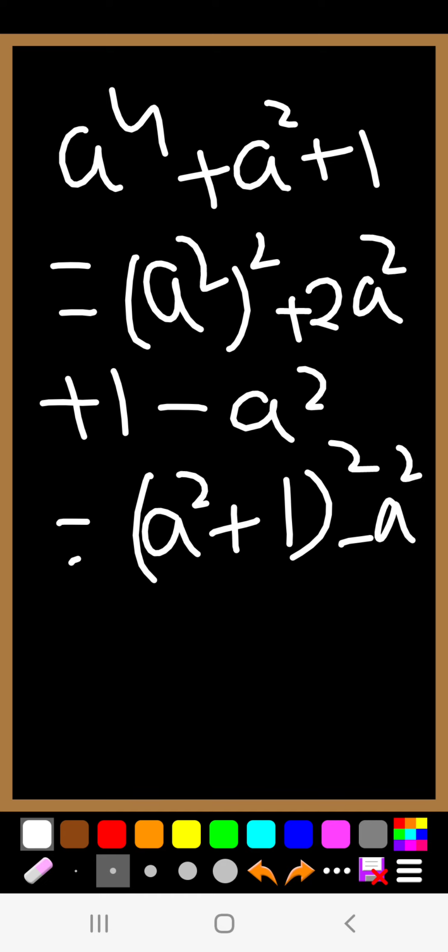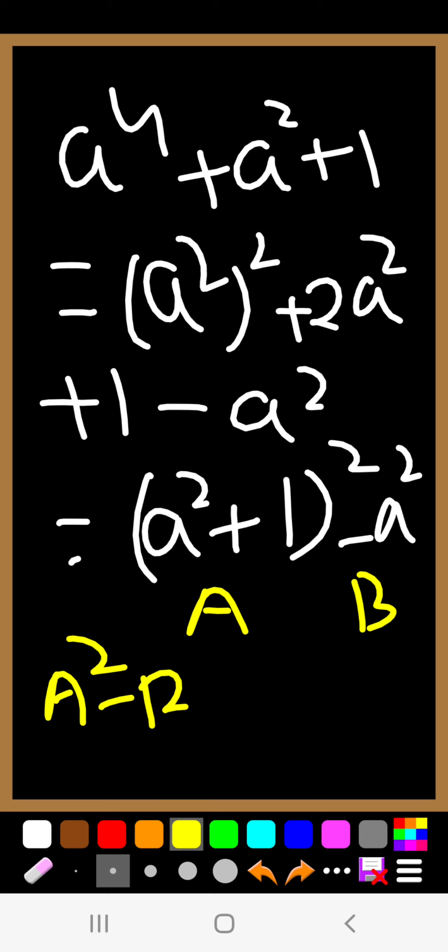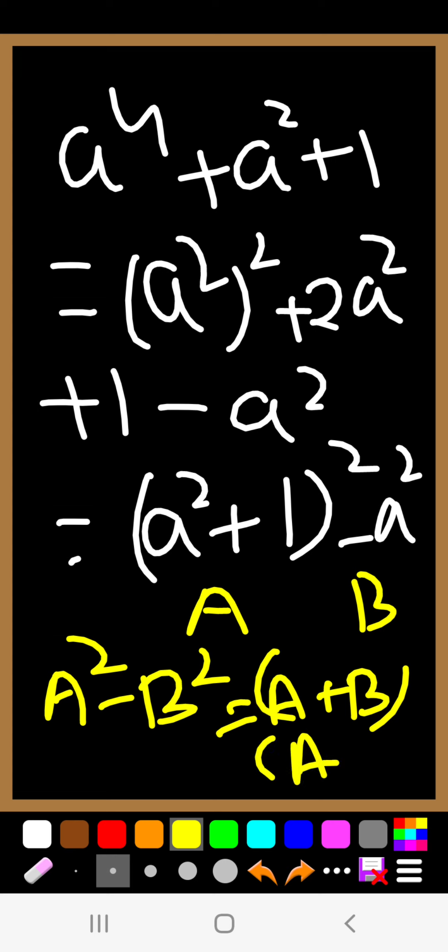So further, we can factorize it with the help of the identity a square minus b square. Here a is a square plus 1, b is a. So we have a square negative b square equals to a plus b times a minus b. Using this identity, we can solve this.